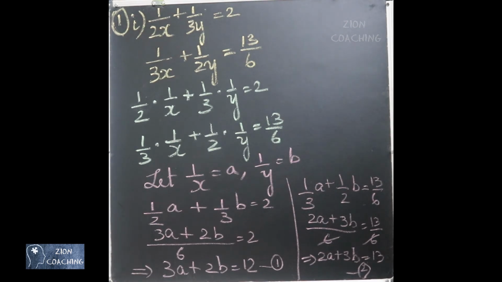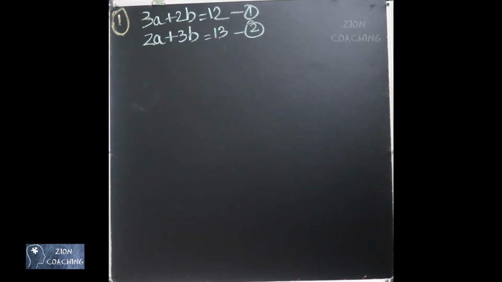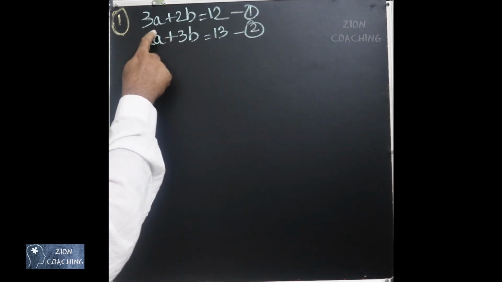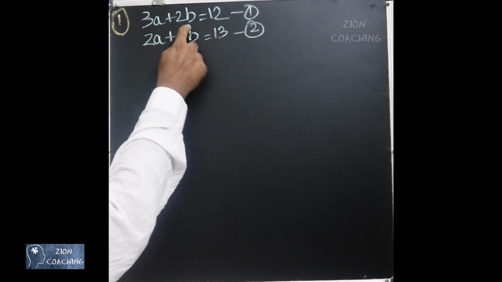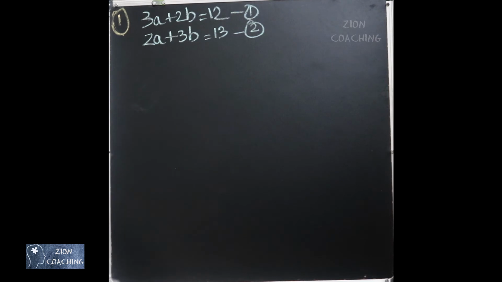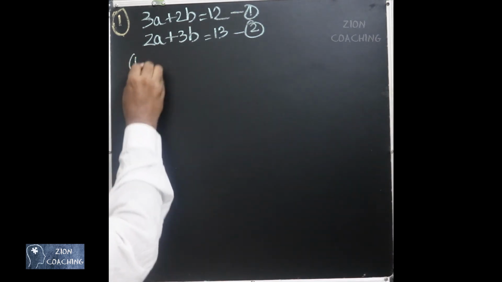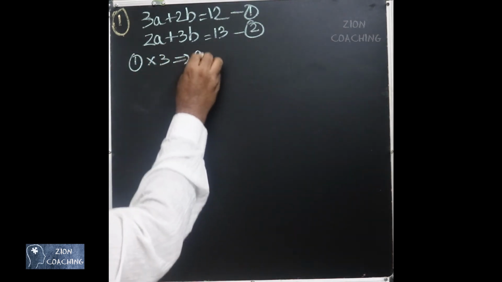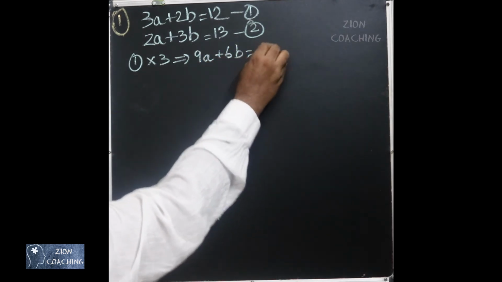Now we are going to solve both the equations. Now these are the two equations we got. We are going to solve them and find the value of a and b. Now we will go with the elimination method. We can eliminate either a or b. I am going to try and eliminate b. For that the coefficients should be equal. So I am going to multiply the first equation by 3. So we will get 9a plus 6b equal to 36.